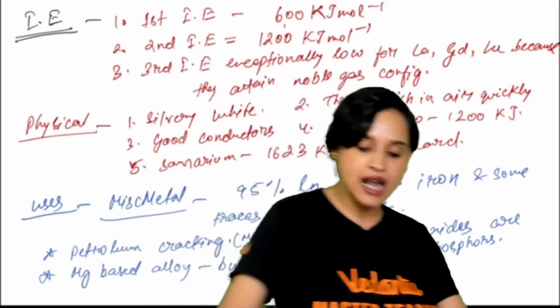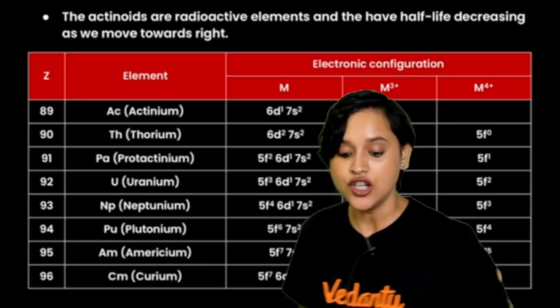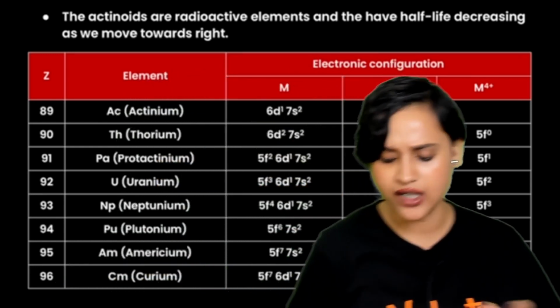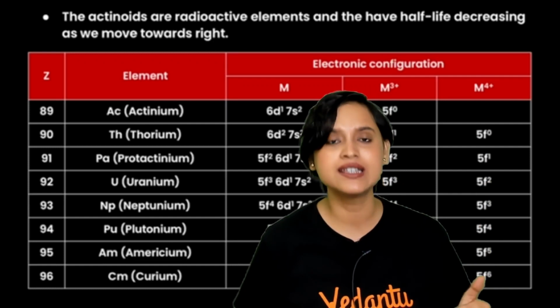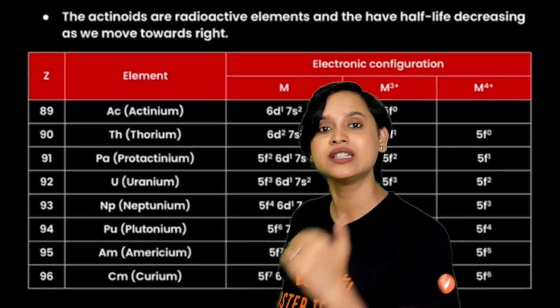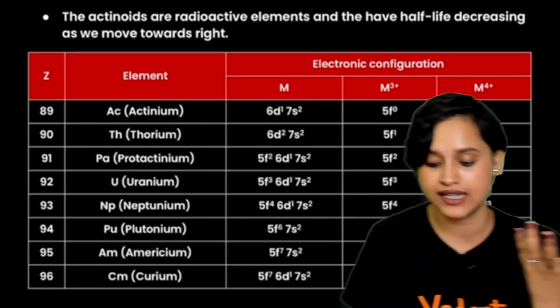All right. Now we go to actinoids, my dear students, and we are almost done, everybody. Most of the actinoids are radioactive elements, and they have half-life decreasing as we move towards the right. From left to right, the half-life is decreasing, decreasing, decreasing. That means they stay for a very less time.